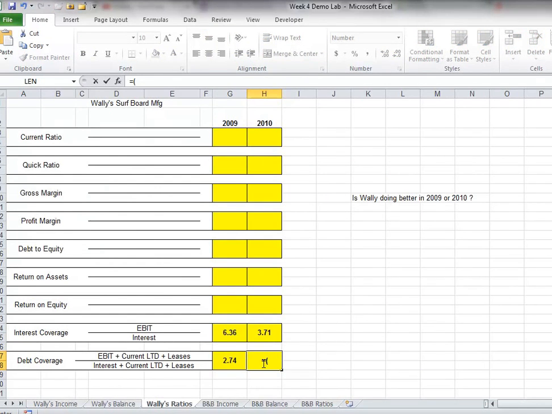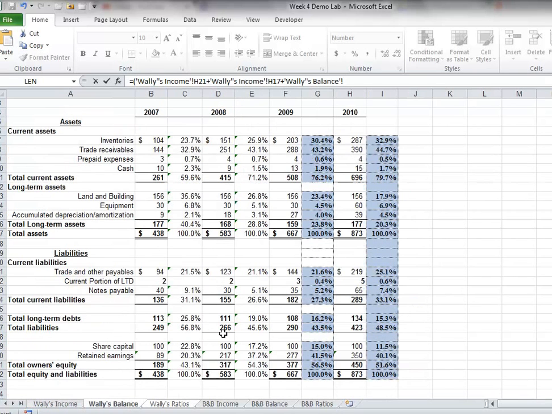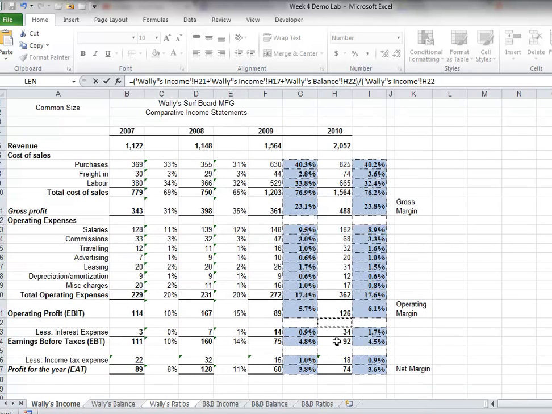Okay, so EBIT plus leases plus current portion of LTD, divided by current portion, over here, interest and leases.